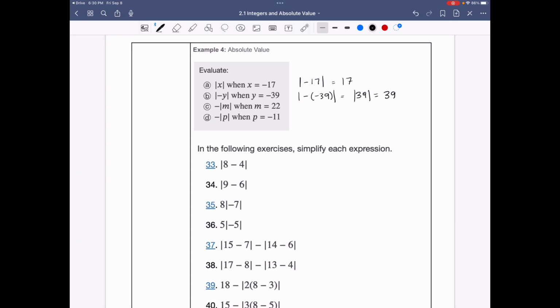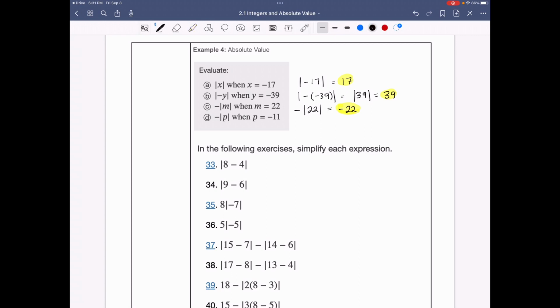All right. Then for C, we have negative m, but m is 22, absolute value. So the negative absolute value of 22, the absolute value of 22 is 22, but since it's the opposite, we have to put a negative because the negative was in front of the absolute value. Okay, so that one's very important that you see that even though we took the absolute value and got positive 22, the negative in front changed it to the opposite, which is negative.